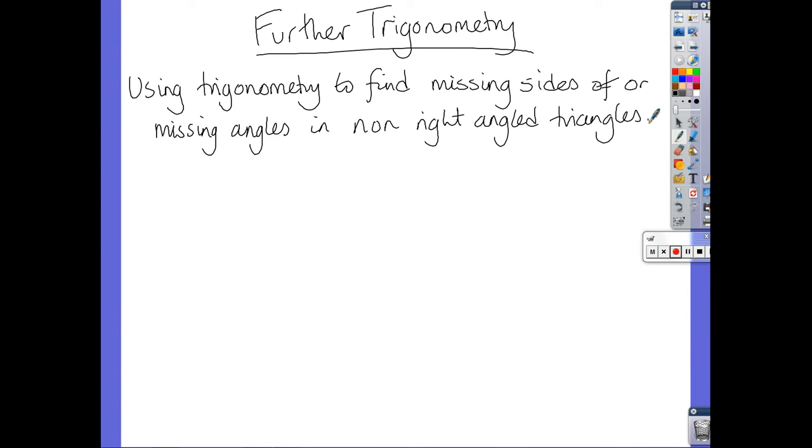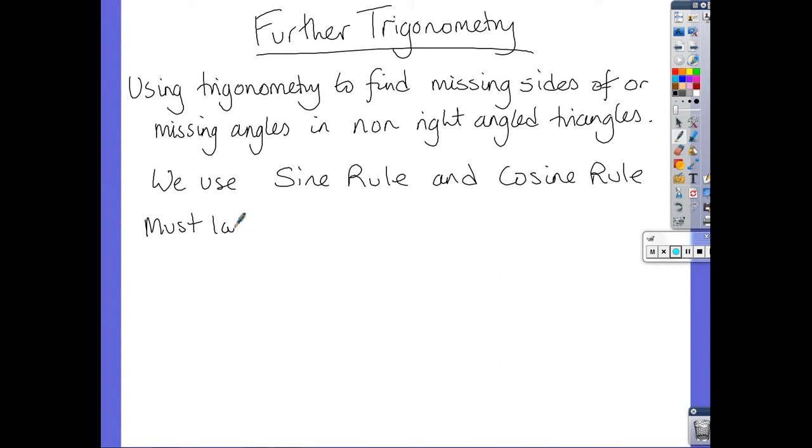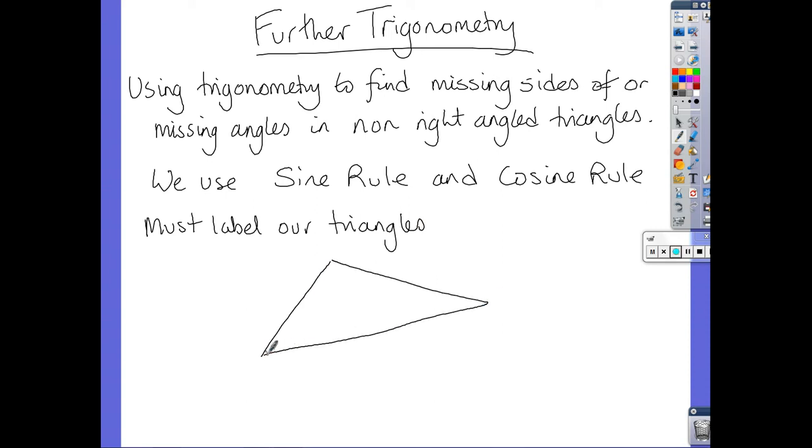Now this requires new formulas, so we can't use SOHCAHTOA anymore. We use the sine rule and cosine rule. And we have to label up our triangles slightly differently again. So an example of a non-right angled triangle might be something like that. So there you can see that none of these angles are right angled.